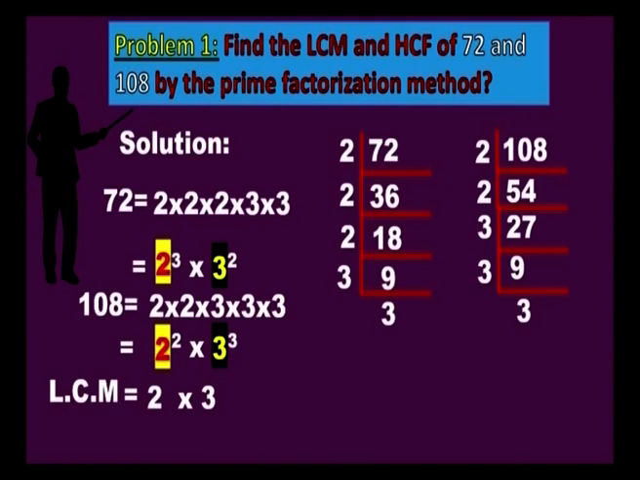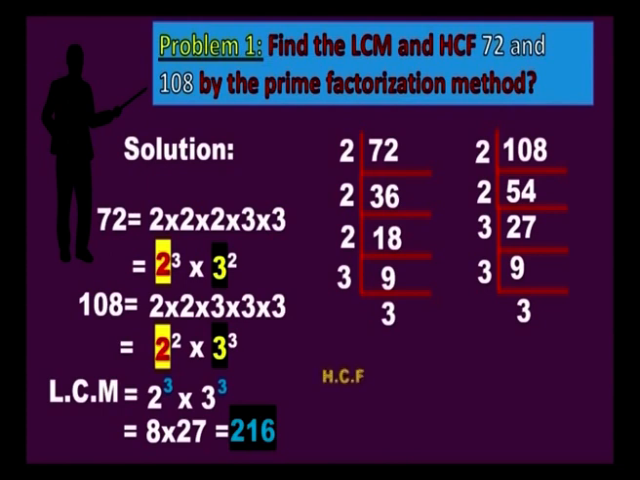There are 2 cube and 2 square. What is the highest power? The highest power is 3, so I should write 2 power 3. Also compare 3 square and 3 cube. The highest power is 3, so I should write 3 power 3. So 2 cube is 8 and 3 cube is 27, which gives 216. Now 216 is the LCM. Now coming to the HCF.